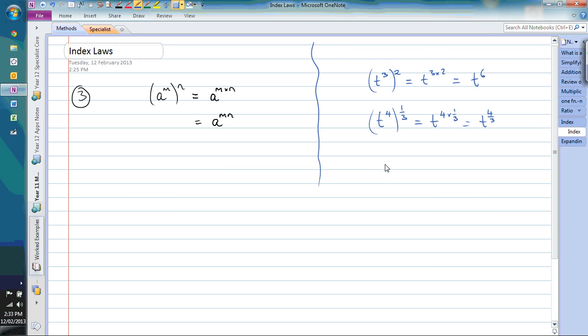And we could even do this with negative powers. Let's go to the 1/4. Okay, this would become negative times a positive is a negative, 2 on 4, and that simplifies to p to the negative 1/2.